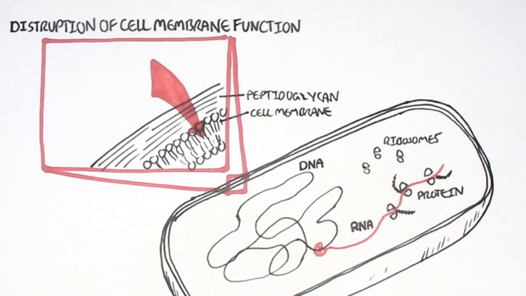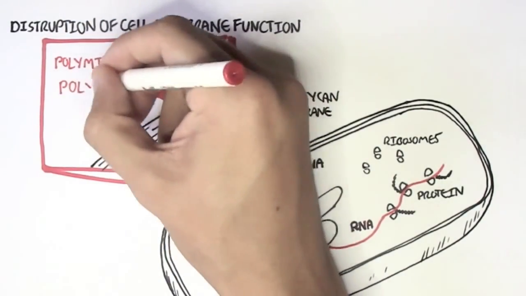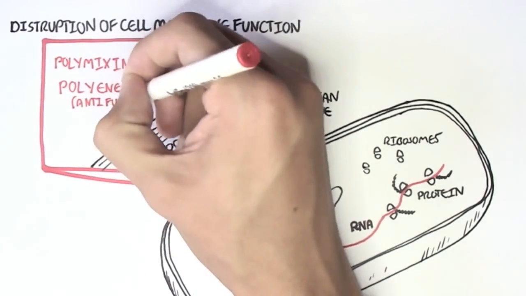It will alter the cell membrane structure and will make it more permeable. This will disrupt the osmotic balance, causing leakage of cellular molecules, and essentially it will increase the water uptake, leading to cell death. Examples of these drugs are polymyxins, which I spelt wrong, and polyenes.